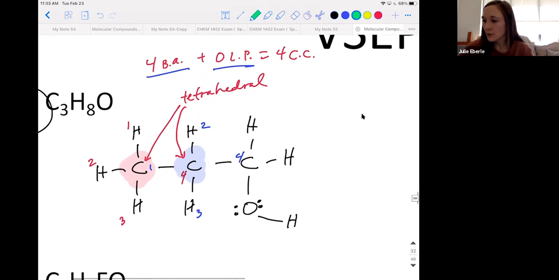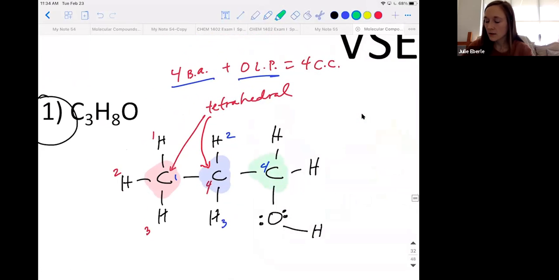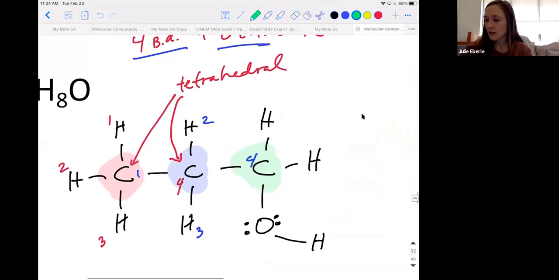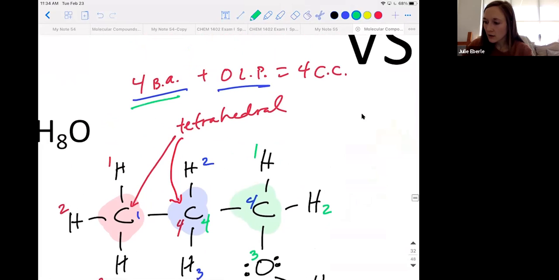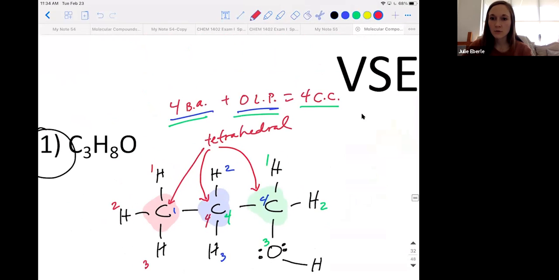And carbon number 3. Oh, let's name that one. How many bonded atoms, how many lone pairs? So let's go through and count them. There's 1 bonded atom. That one's bonded to that carbon. This oxygen is bonded to that green carbon. And this second carbon is bonded to my third carbon. So that's 4 bonded atoms. No lone pairs. Oh, that also matches my original carbon. So I'm going to be even lazier and say all 3 of those carbons are tetrahedral.